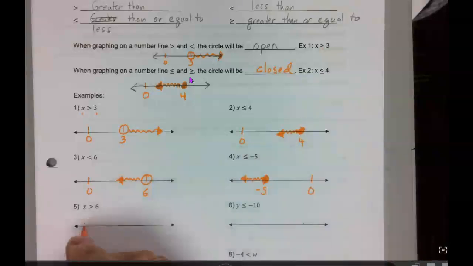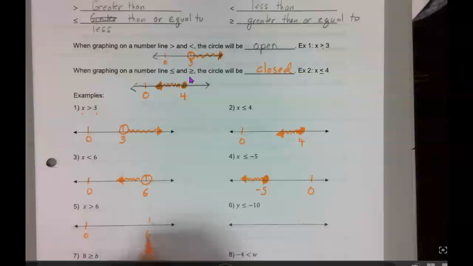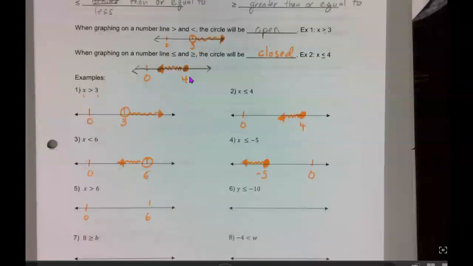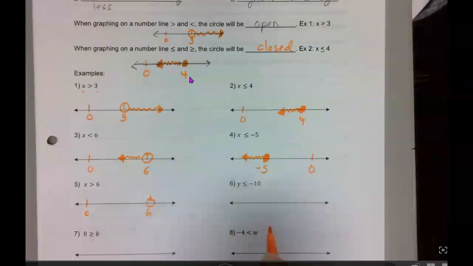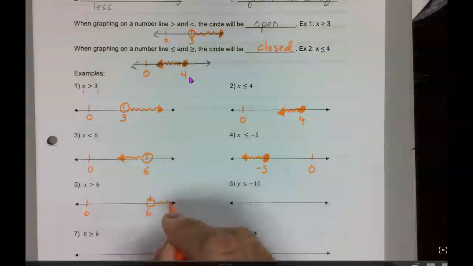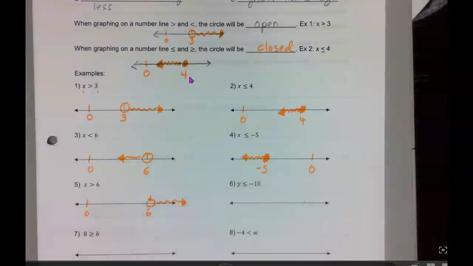X is greater than 6. 0, 6. Open or closed circle at 6? Open. Which way is the arrow going to go? To the right or to the left? To the right, because all the numbers are going to be greater than 6 that direction. Pick a number out here and let's check it. Give me a number. 8. Is 8 greater than 6? So we got it going the right direction.